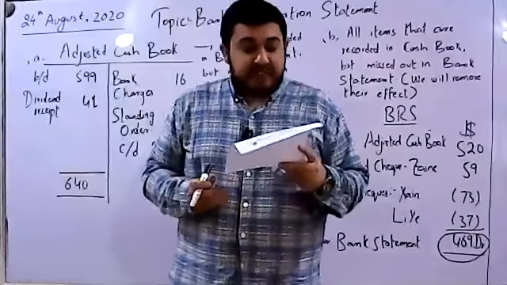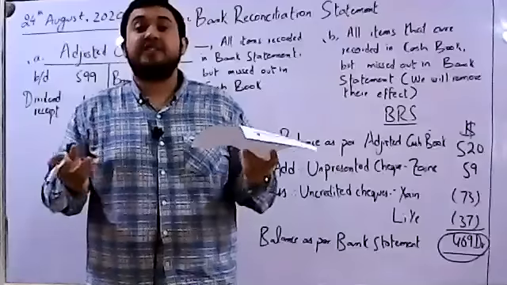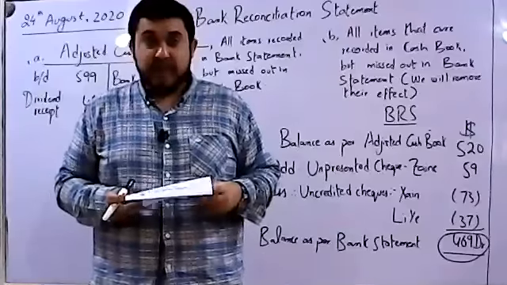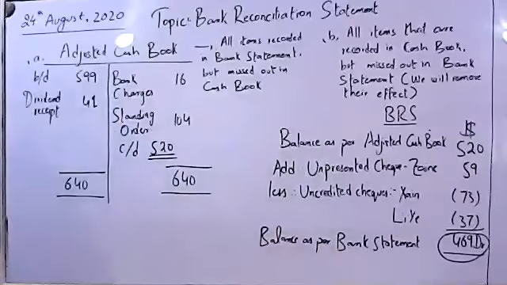Well, the C part says, state the meaning of the accounting abbreviation S.O. It stands for standing order. It is known as standing order. I hope this is clear to everyone.